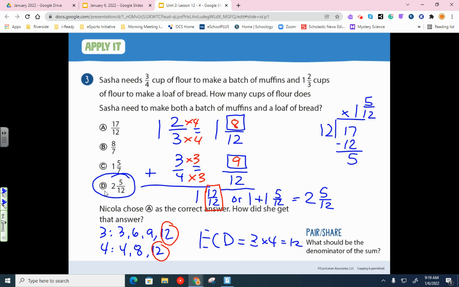So that's what often will happen. You'll get an answer like this, and then your options, like none of them make sense, so you think you did something wrong. Quite often it's you just need to do one more conversion.